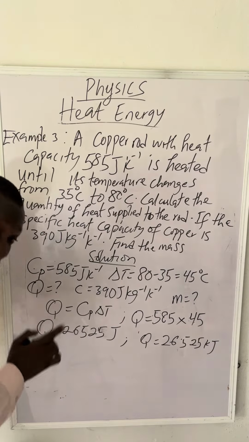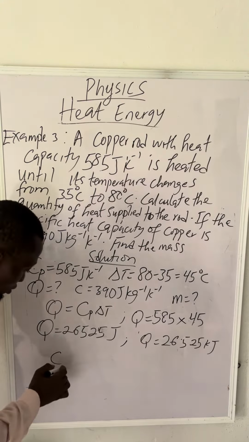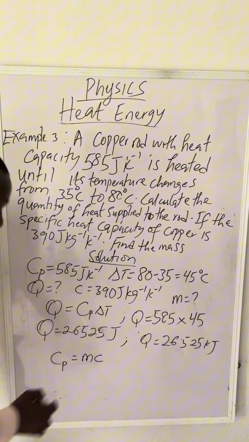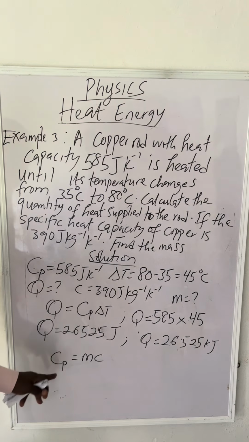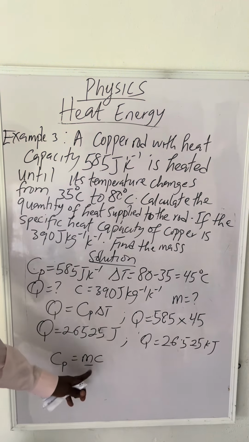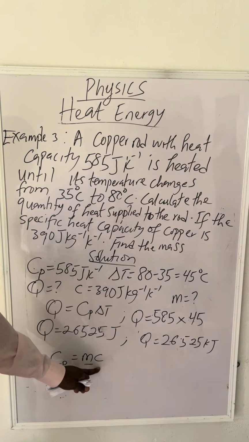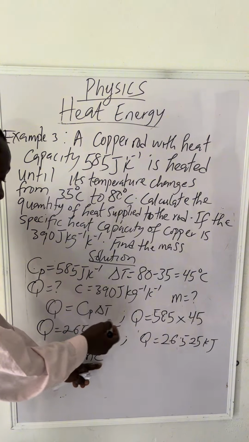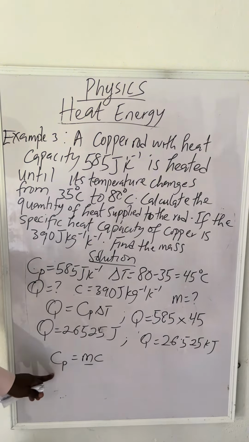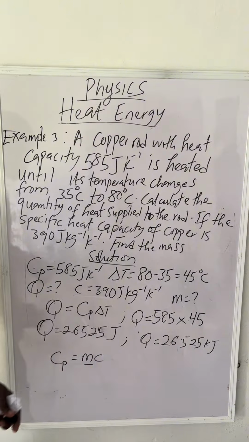In thermal capacity you have Cp equals MC. That is the normal formula of this. And since mass is inside this formula, and you already have your Cp, and you now have the specific heat capacity here, you just need to use this formula again. You can use this formula Cp equals MC to calculate your mass.